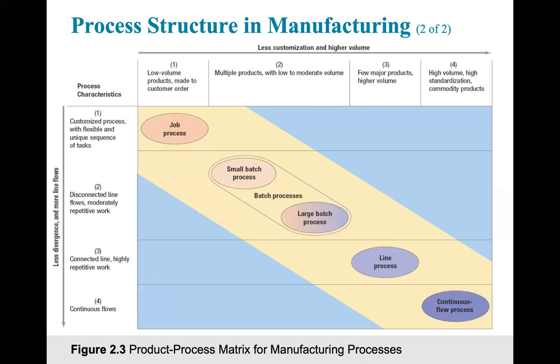And then we have what's called a line process. A line process would be similar to an assembly line. If you can conceptualize an assembly line where you have multiple people putting together different parts along the line, that's what we would call a line process. This is typically efficient for high volume production where you have a standardized product with very, very little deviation, so the amount of divergence on product is very little.